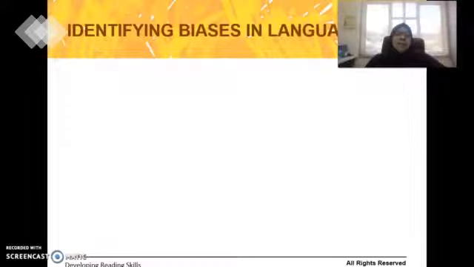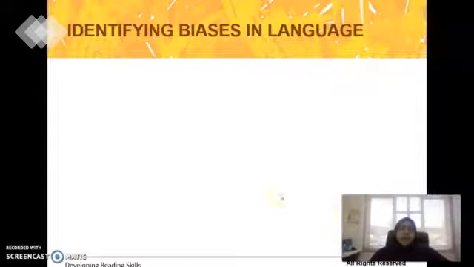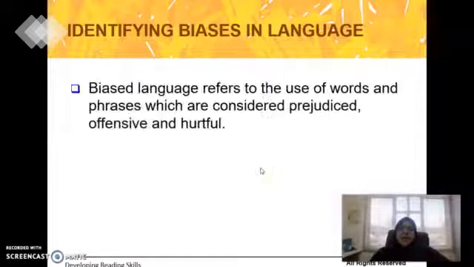That is the bias, use of the language. Biased language refers to the use of words and phrases which are considered prejudice, offensive, and hurtful. Maybe the language used is pro male or female, or maybe about the age of people, older people, young people.